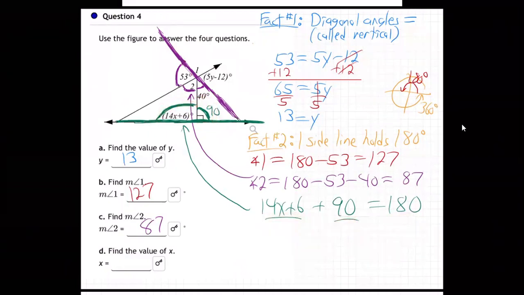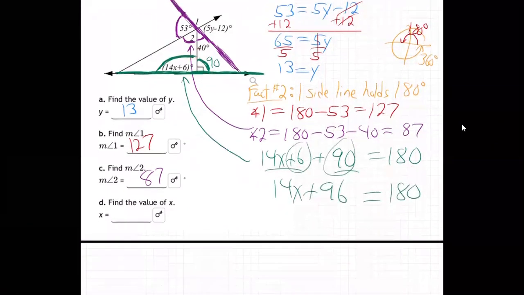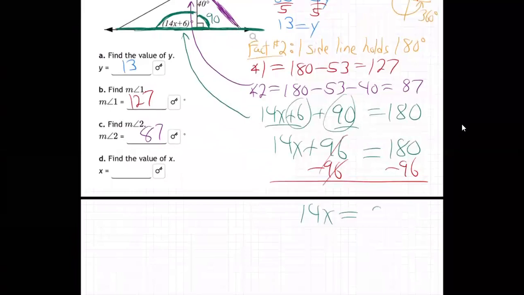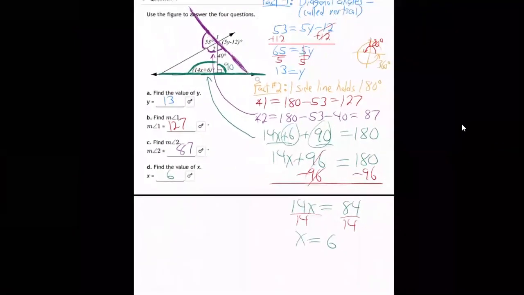So then we need to solve that equation. So let's see, what do we got? We got 14x plus, and that's going to be 96, right? The 6 and the 90. And then to get x alone, we got to subtract 96 from both sides. Boom, boom. And 14x equals, what's that? 84. Right, yeah. And then last step, divide by the 14. And x is, I think it's 6. Yeah, 6. So there we go. We got x on that one.